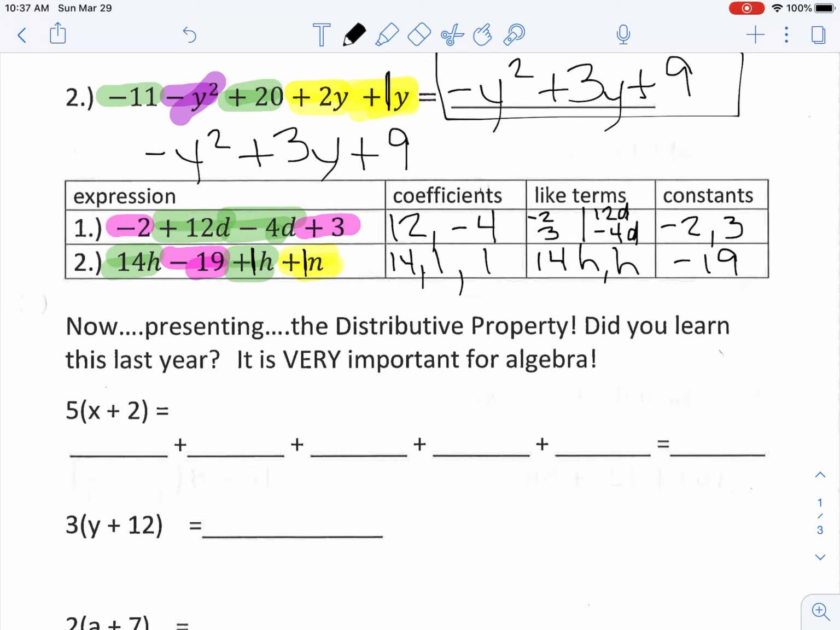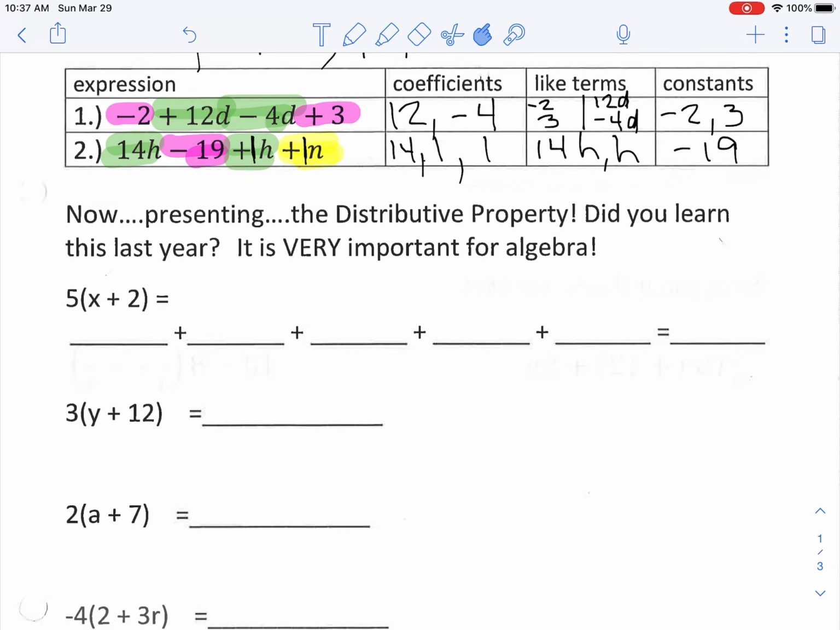All right, now presenting the distributive property, which we have already learned. Did you learn this last year? We learned it first semester with Mrs. Gormel and Miss Jardine. It is very important for algebra, which you're going to be doing a lot of next year in 7th grade.